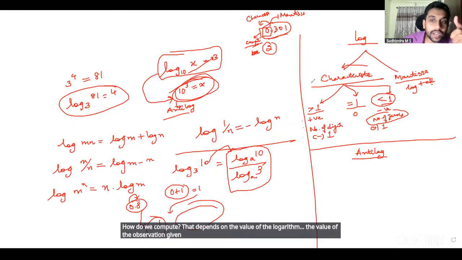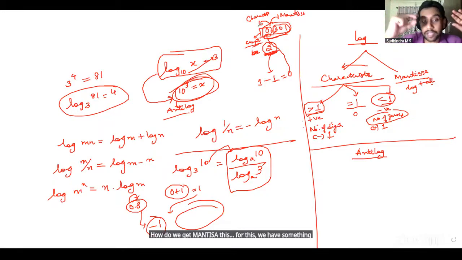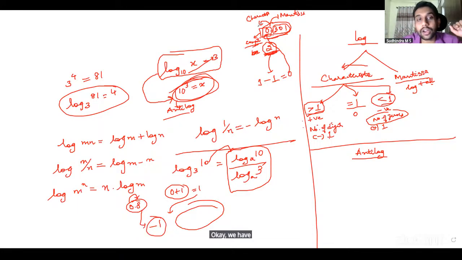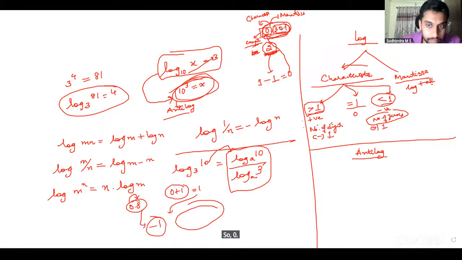Is 2 greater than 1? The answer is yes. In that case, the characteristic is positive. What is the characteristic? Number of digits minus 1. How many digits does this number have? 1 digit. 1 minus 1 is 0. So that's why we have 0 as the characteristic there. How do we get the mantissa? For this we have something called logarithmic tables, log tables. We have to refer to that logarithmic table. At 2, we will have 301 as the value. So 0.301 would be the logarithm. Mantissa we need not bother about.